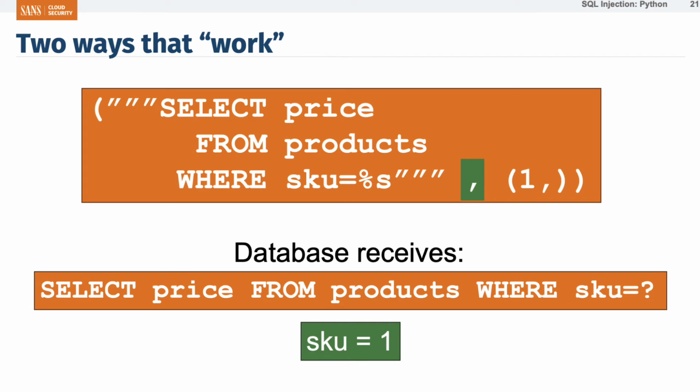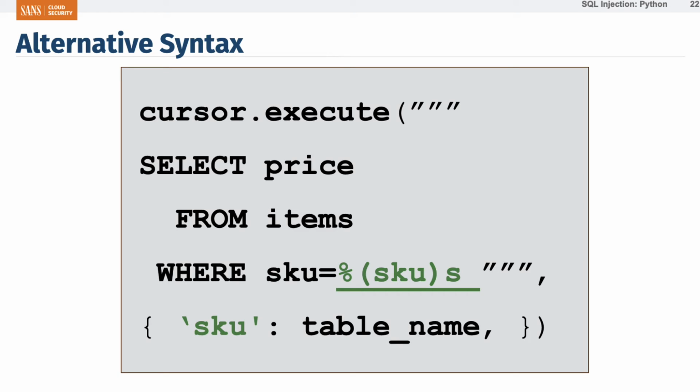There's another syntax that also works. If you prefer named parameters instead of just the %s, you can use this syntax here with parentheses, then the name. And then you can have this little dictionary here with your names and the respective parameters. So that works too. That's safe as well.